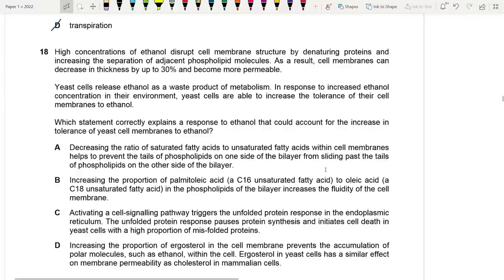Decreasing the ratio of saturated fatty acids to unsaturated fatty acids within cell membranes helps to prevent the tails of phospholipids on one side of the bilayer from sliding past the tails of phospholipids on the other side of the bilayer. Increasing the proportion of palmitoleic acid, a C16 unsaturated fatty acid, to oleic acid, a C18 unsaturated fatty acid, in the phospholipid bilayer increases the fluidity of the membrane.